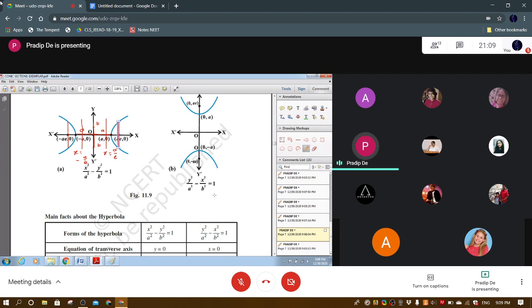Identification of the conic. That is general equation of second degree. So the equation is given, like ax square plus 2hxy plus by square plus 2gx plus 2fy plus c, c is a constant, is equal to 0.